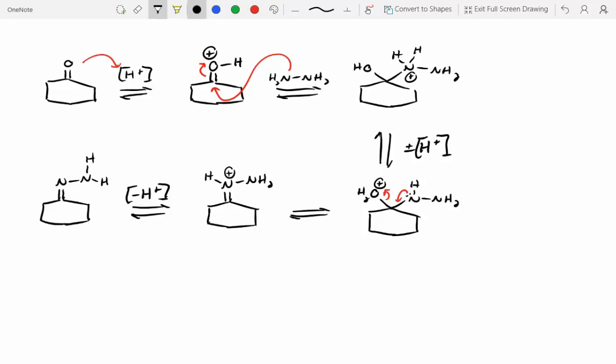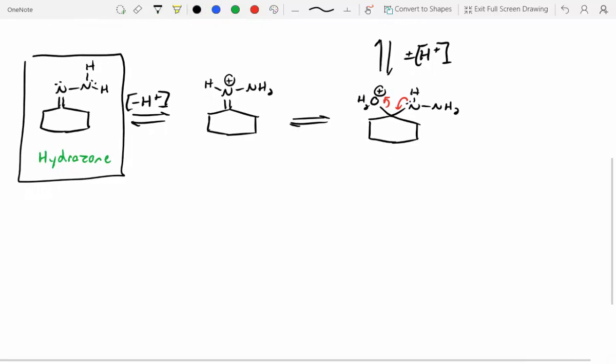I'm actually going to draw out both of these nitrogens with their lone pairs. Okay, so we've got this very important intermediate. We know in the Wolff-Kishner reaction, the next step involves base.